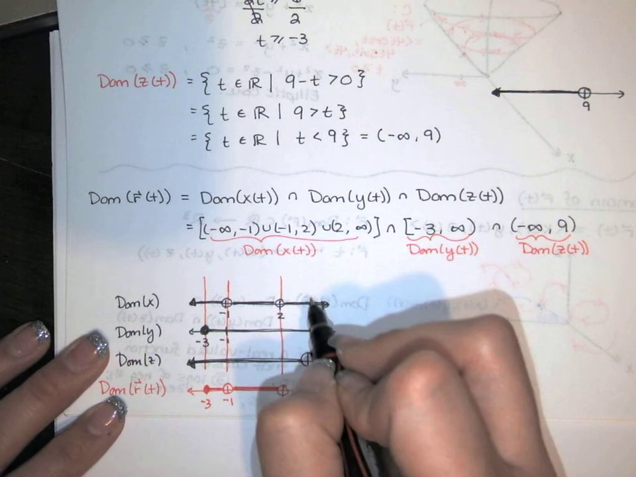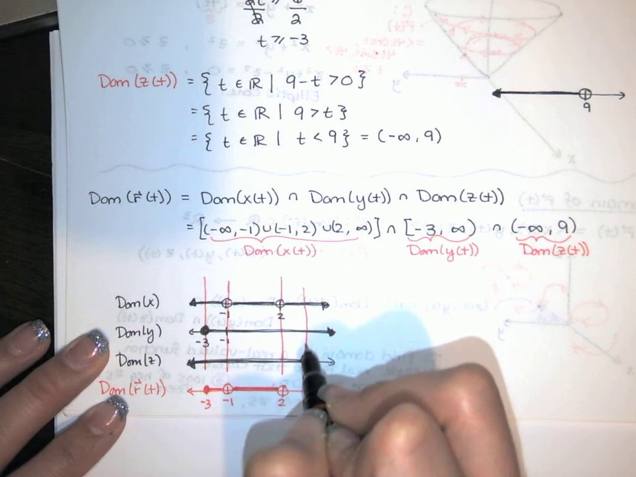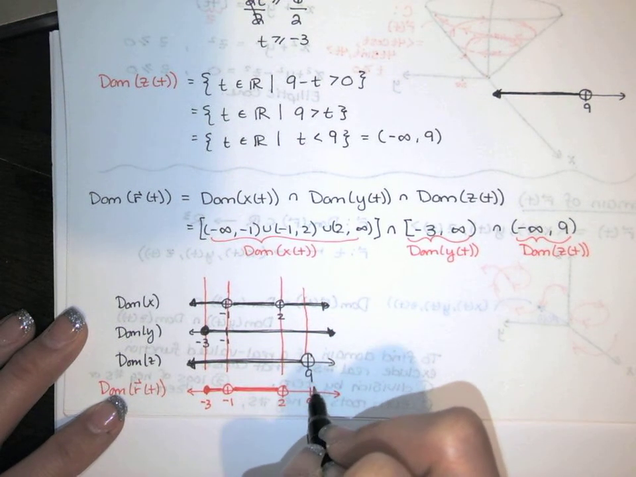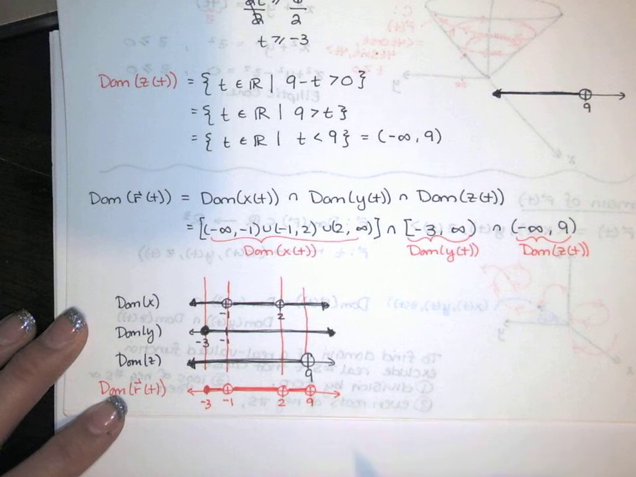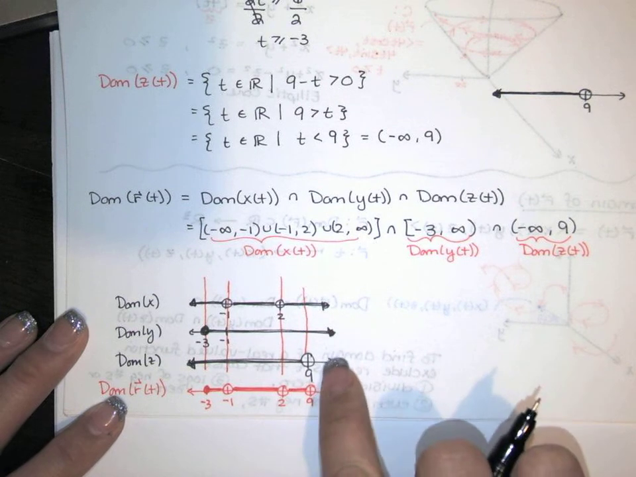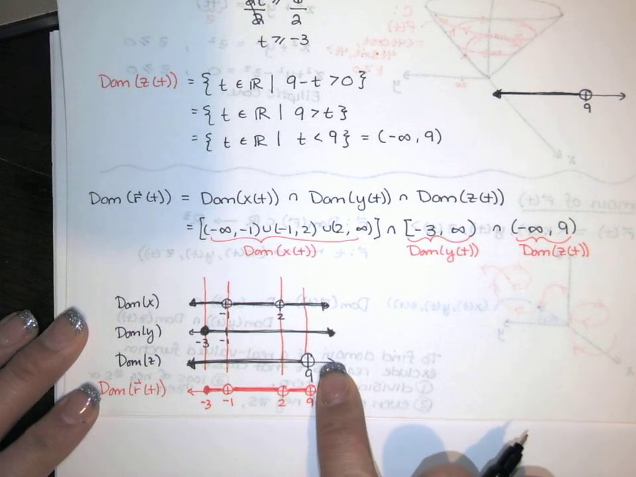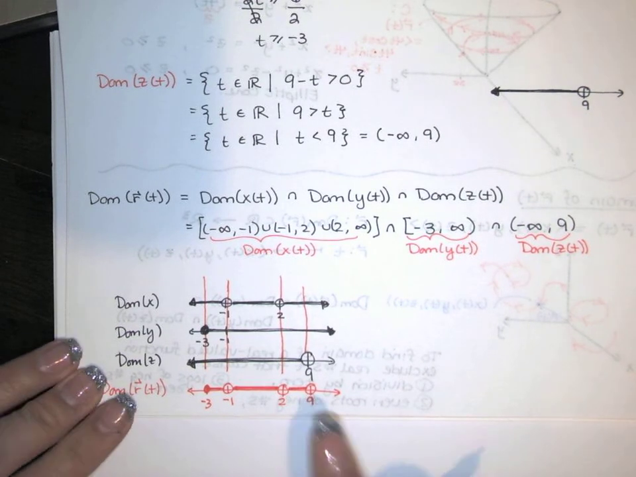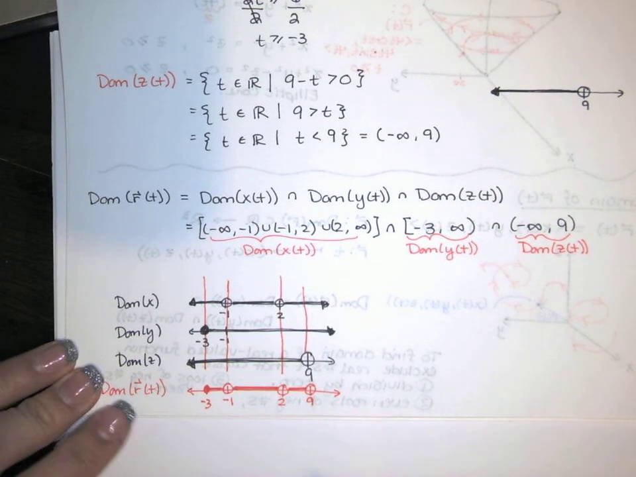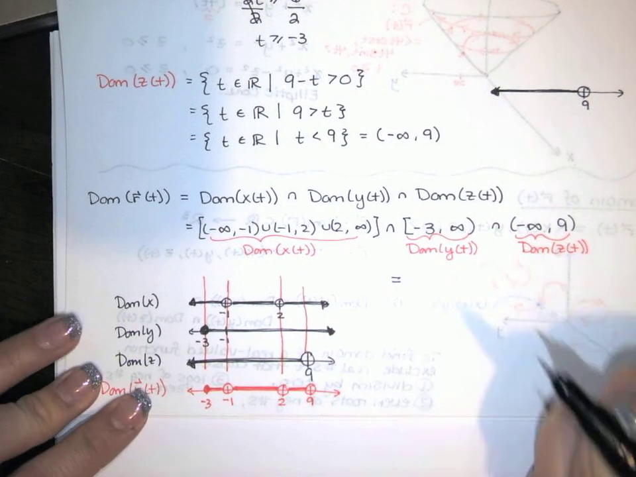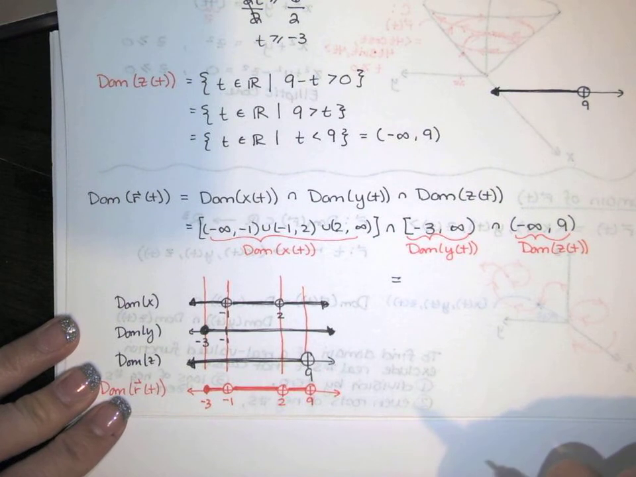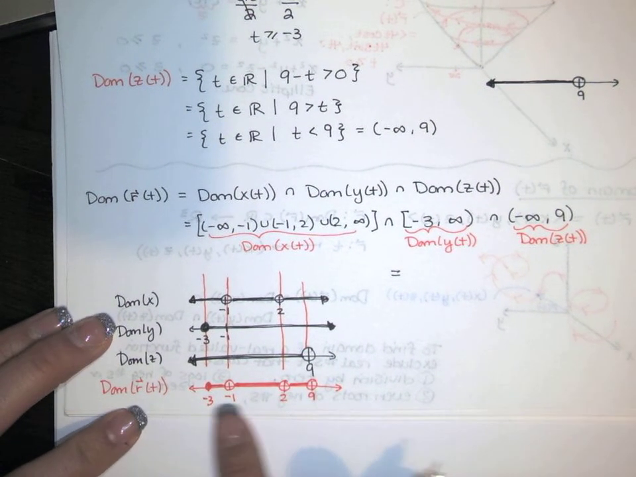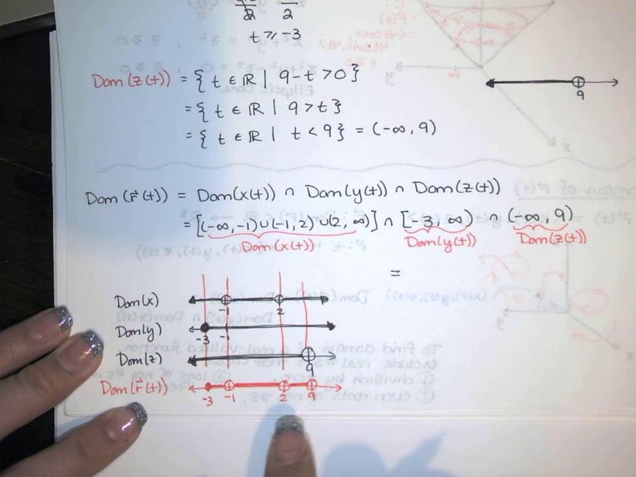And then from 2 to 9, we're good. But then at 9, we've got a problem because z is not defined anymore. And then if we go beyond 9, well, z is not defined for t greater than 9. So this is our domain. Looks kind of ugly, but that's it. It's a good example. Gave us good practice with all of the possible restrictions on domains. And then we got to practice the intersection, which is also good.